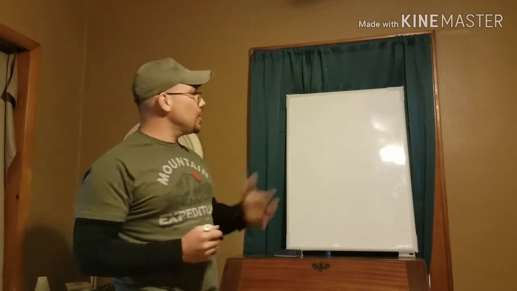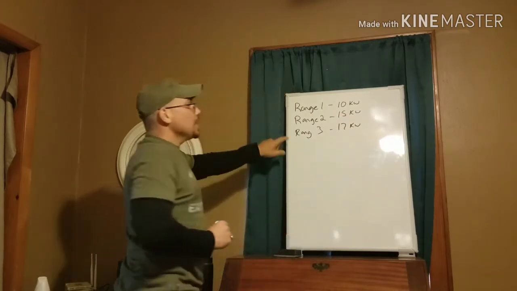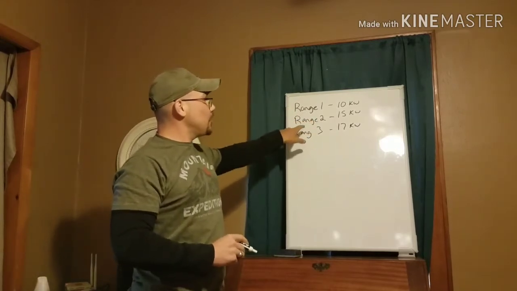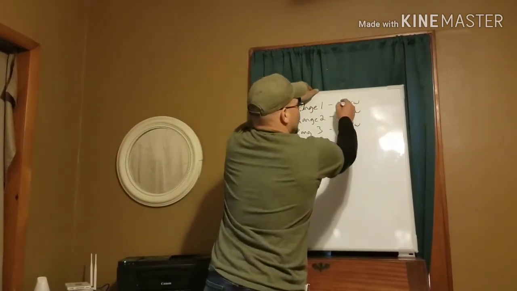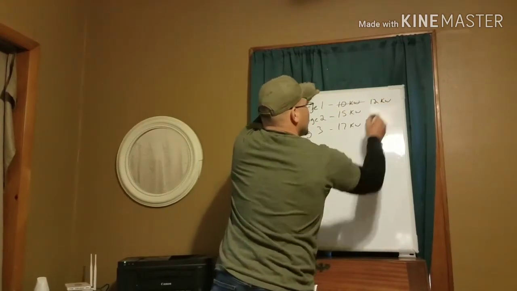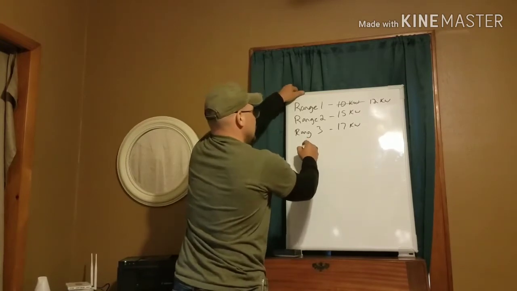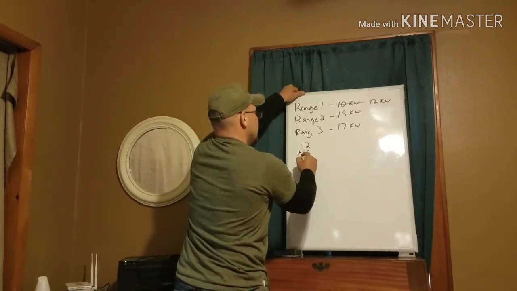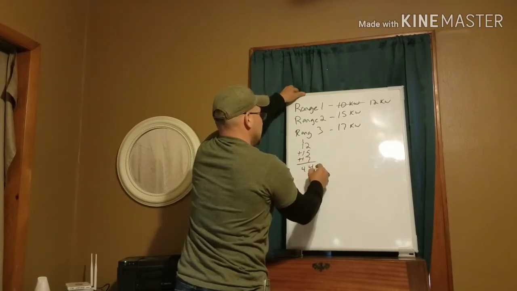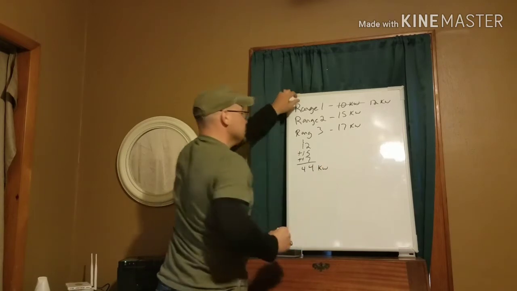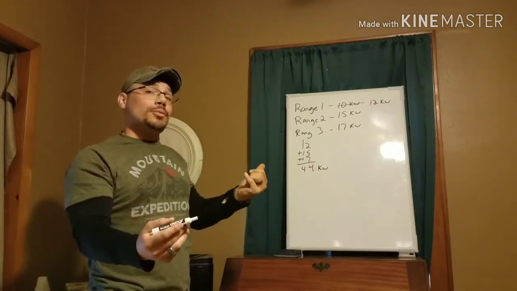So what does that actually mean? Let's do an example. I'm going to say I have 3 ranges again. Range 1 is 10 kilowatt, range 2 is 15 kilowatt, and range 3 is 17 kilowatt. Range 1 is less than 12, so we have to bump that up to 12, because 12 kilowatts is the minimum. Now we add these up to get a total, so we have 44 kilowatts. My math is right anyways. Now we take this 44 kilowatts and divide it by the total number of ranges in the problem, which is 3.